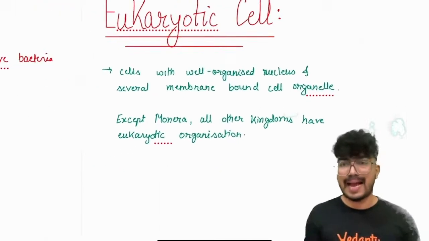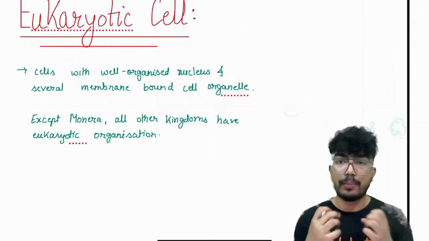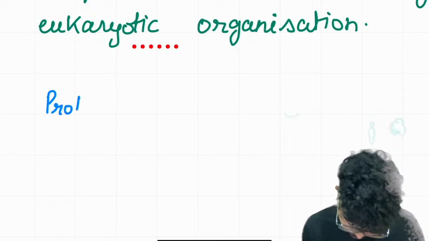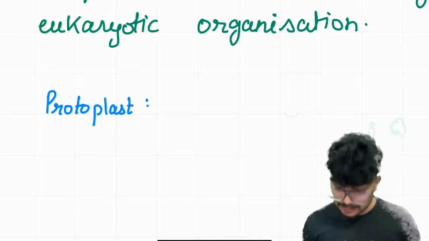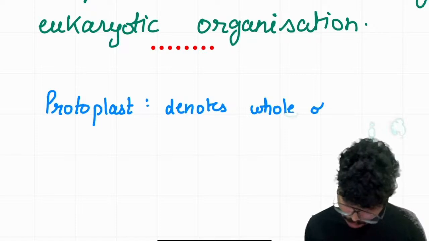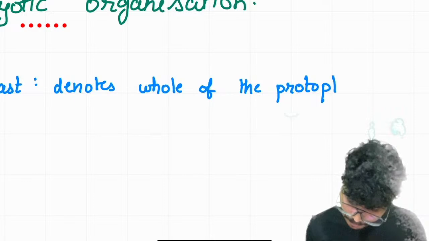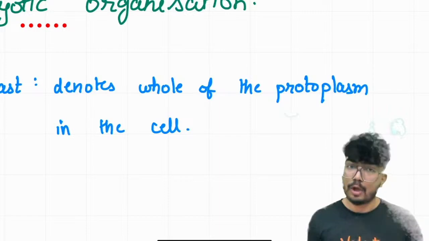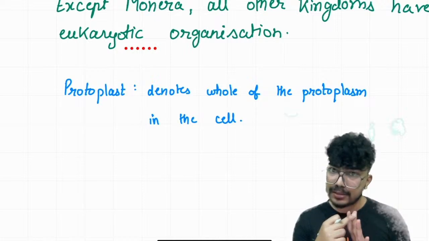Now a term is there, that is protoplast. So what is protoplast? The protoplast denotes the whole of the protoplasm of the cell. Protoplast denotes the whole of the protoplasm in the cell. So the protoplast has four major components: the plasma membrane, the cytoplasm, nucleus, and vacuoles.